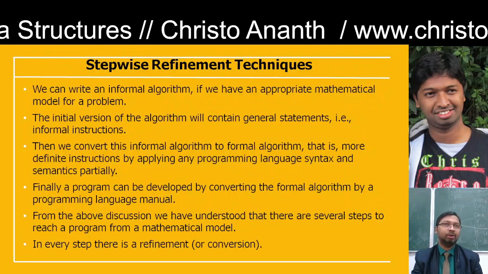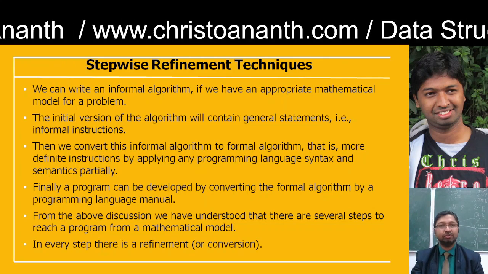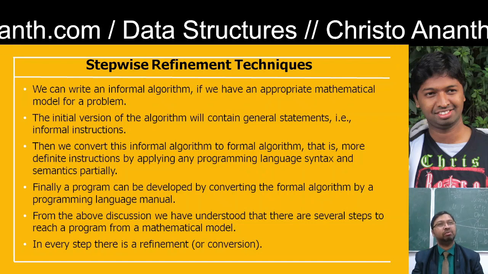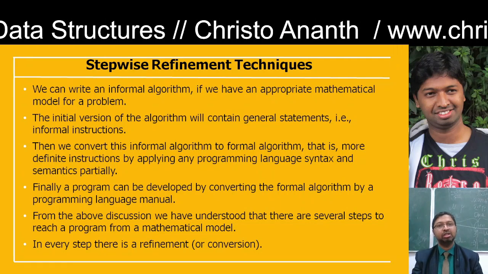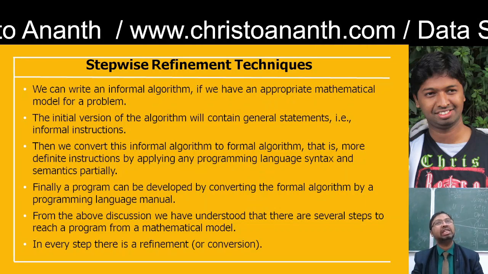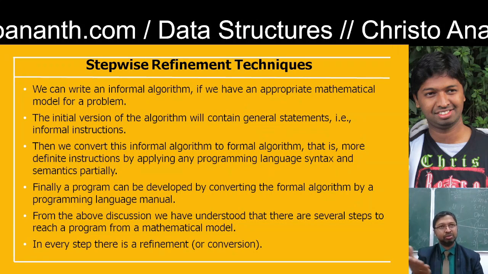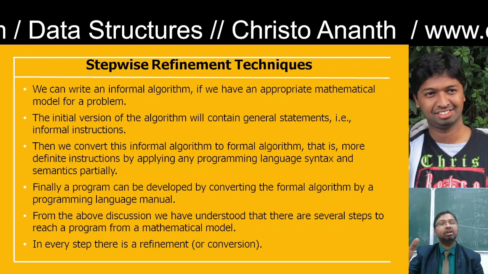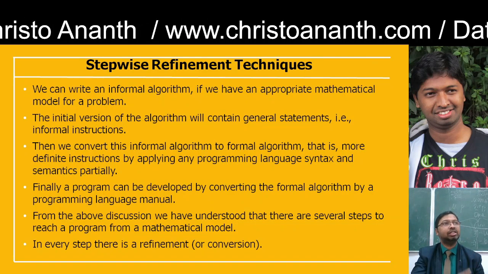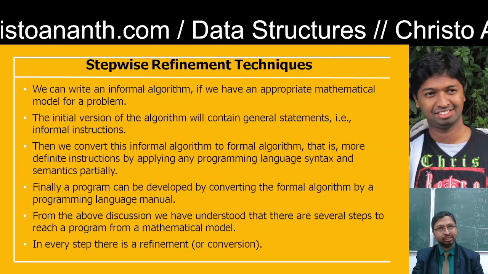So when you are going to write an algorithm, if we have an appropriate mathematical model or mathematical formula, we can come up with the algorithm. The initial version will contain general statements or instructions that inform the audience what to do. Step 1, step 2, step 3. This is the mathematical formula. For example, if you have to convert Celsius to Fahrenheit or Fahrenheit to Celsius, or add two numbers, add three integers, you can do so.